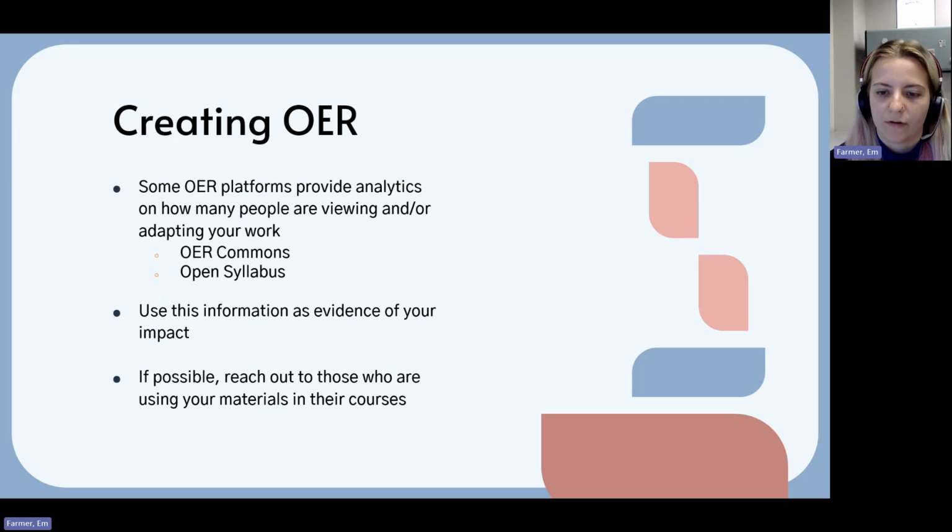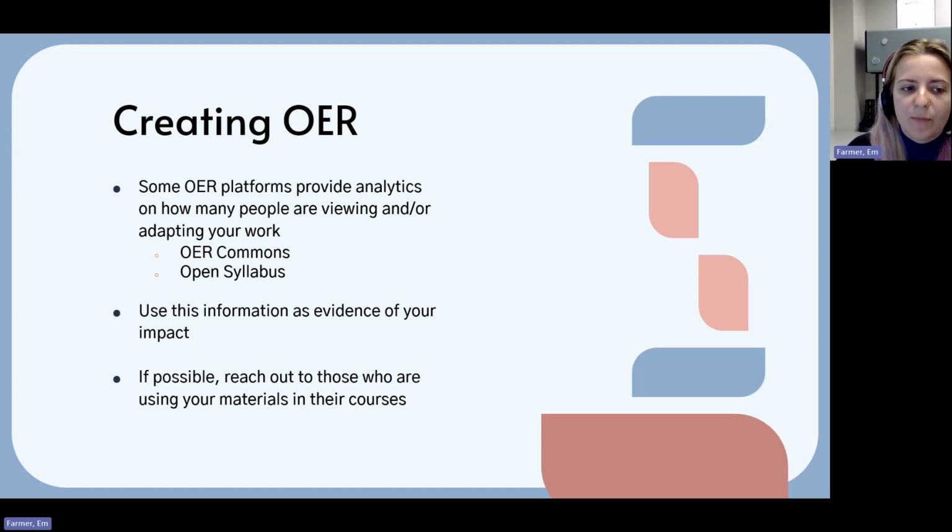So let's talk about creating OER for a second. There are many different platforms that people use to share and post their OER that they've created. The ones I'm familiar with are OER Commons and Open Syllabus. If you haven't looked at these before, I encourage you to do so, but there's a lot of other platforms. So I'm not saying you have to use any specific one, but these two specifically do provide some analytical information about how many people are looking at your work, how many people are using it, adapting it, in what areas, what schools, what countries. And that kind of information can be useful when we're talking about impact assessments and including that information as part of your portfolio.